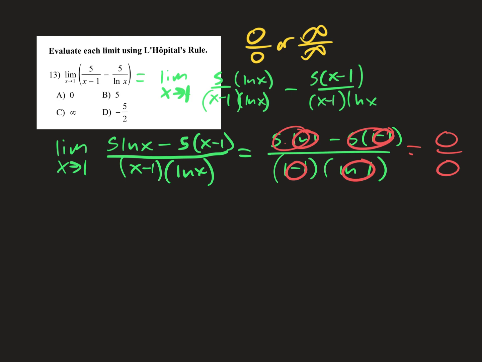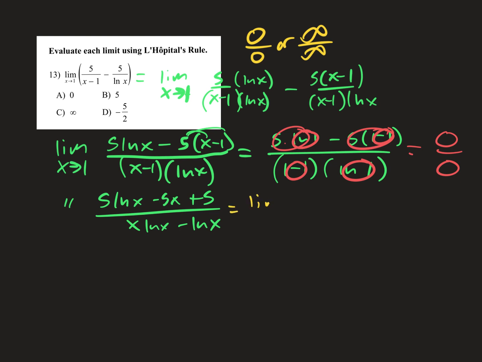So what we might want to do is distribute this, but I want to remember that it's a negative 5 that I'm distributing. So 5 ln x minus 5x plus 5 over x minus 1 times ln x. In fact, I'm going to distribute this too, to make it a little bit easier. So I can think of this as x ln x minus ln x. Just because to use L'Hopital's, we're going to take the derivative, and I think it's going to be easier to take. So we know that L'Hopital's can be used here now that it's in the right format. So let's go ahead and do it.